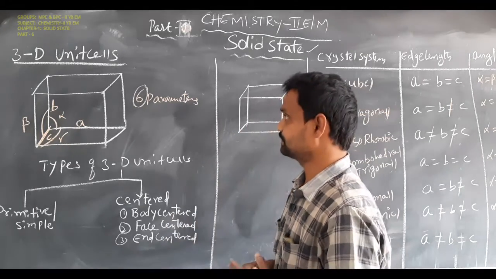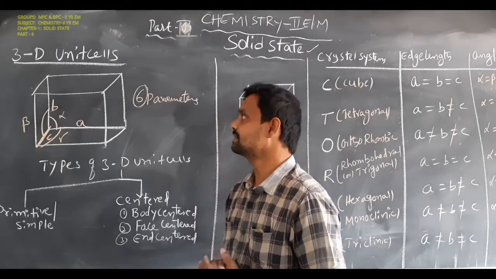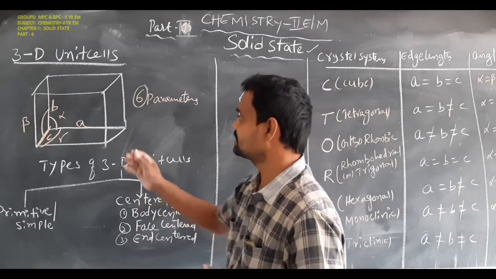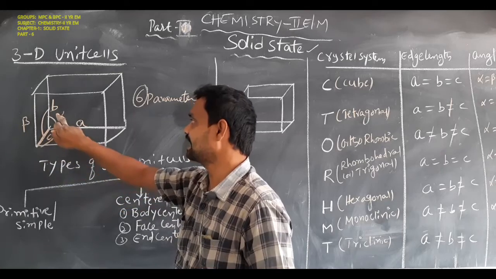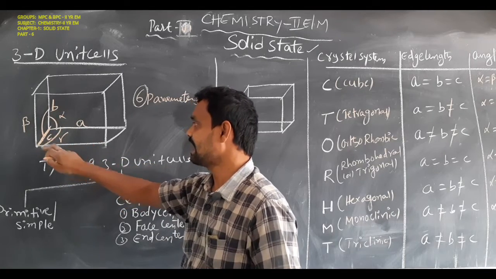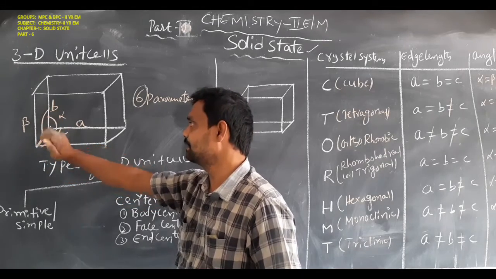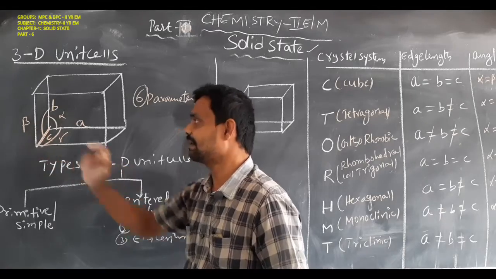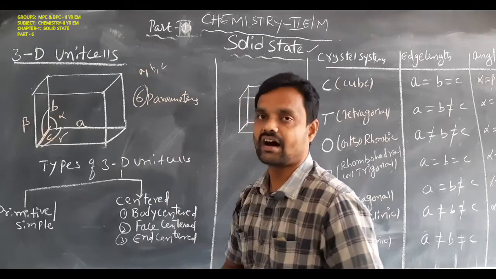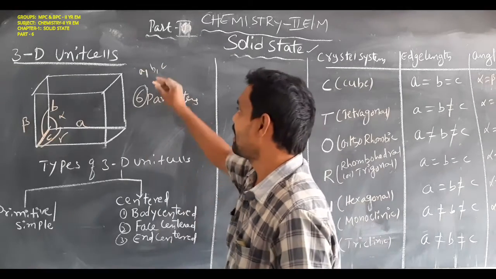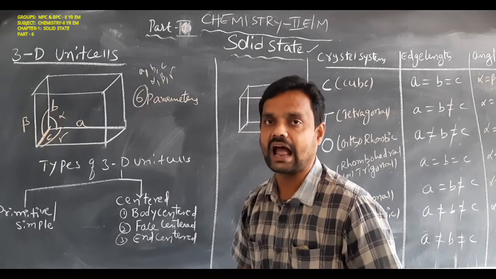Now we are going to discuss the three dimensional unit cell. What is meant by the three dimensional unit cell? This is the three dimensional unit cell. The angle between the B and A lengths, the angle between A and C is gamma, and the angle between B and C is beta. A, B, C are the lengths, and alpha, beta, gamma are the angles.